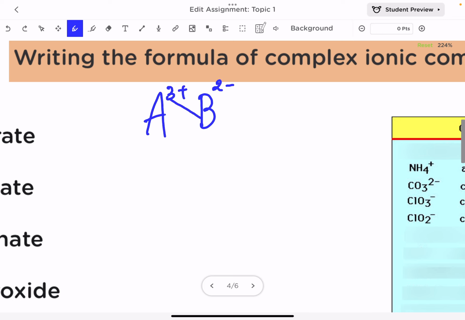So for example, if I have a 3 here, I'm going to write it over here without the plus. And if I have a 2 here, I'm going to write it next to the first element as a subscript without the plus and the minus. Now, in order to write your final answer, you simply erase the charges like this. So this compound is A2B3.